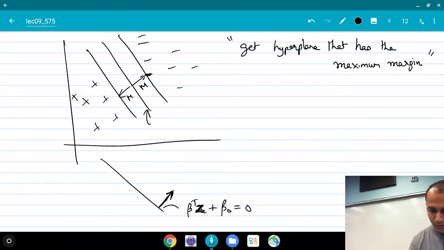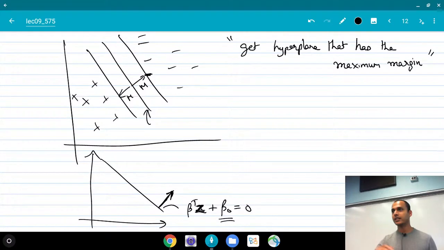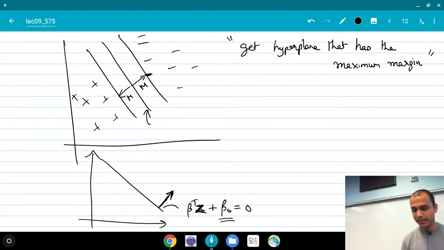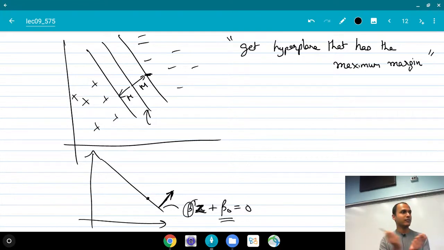What do I mean by that? This beta naught is like shifting the hyperplane, as in you can set beta naught such that beta transpose z goes through the origin. So there's a plane which is going through the origin, and you just shift it by some units. That's beta naught. And this beta vector is normal to the hyperplane, which just means that if you pick any point on the hyperplane, its inner product with beta is going to be equal to, in this case, minus beta naught, only because it's shifted, otherwise it will be 0.